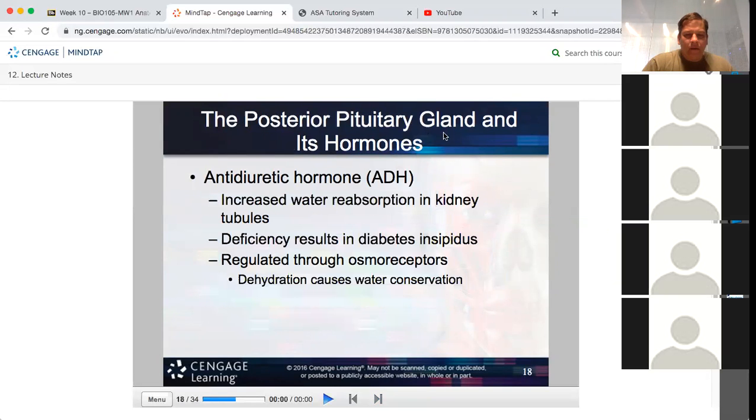So in the posterior pituitary gland, we have the antidiuretic hormone ADH again, which increases water reabsorption in kidney tubules. The deficiency results in diabetes insipidus, regulated through osmoreceptors for dehydration that causes water conservation. So everything about water in the body is regulated by the antidiuretic hormone.